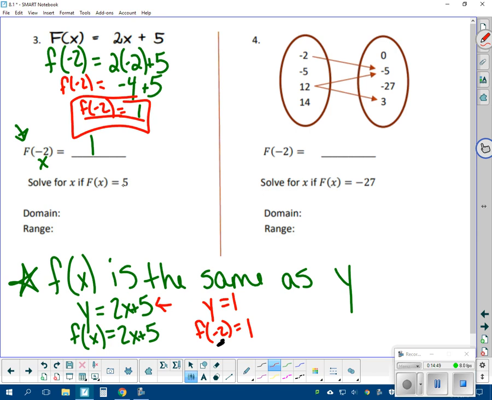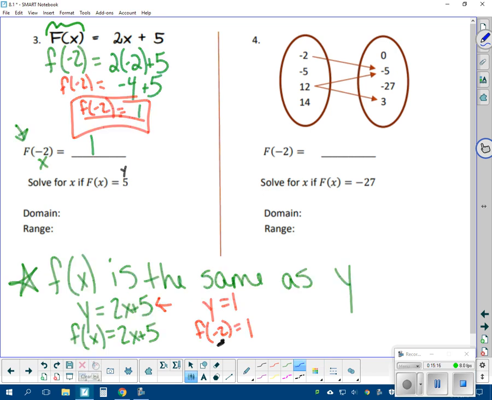Okay, solve for x if f of x equals 5. Well, now they're giving us the y value, and they want us to find the x value. Well, if your y value is 5, f of x equals 5, you're not going to plug it in for the x value. You're going to plug it in over here. Be careful, though. It's not f of 5. This whole thing, this whole f of x becomes 5.